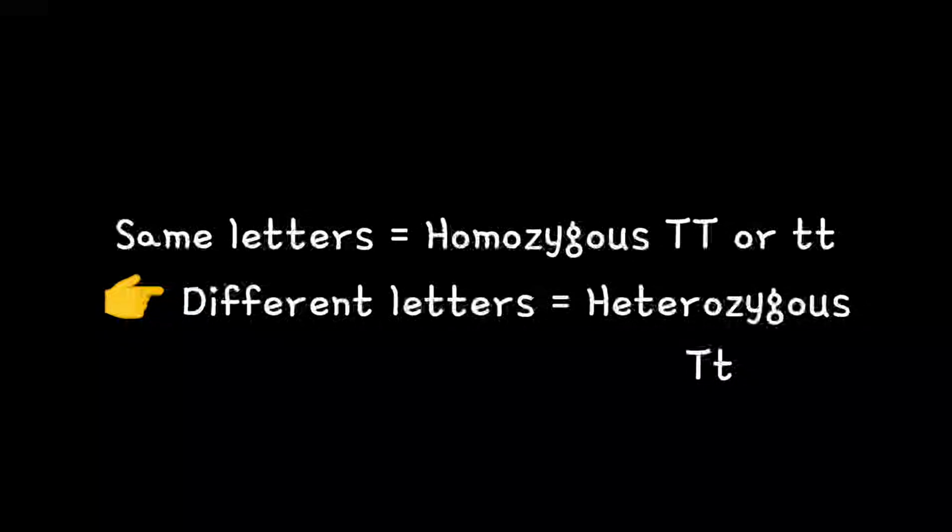If there are same letters, then it is homozygous. If there are different letters, then it is heterozygous. And capital T small t is heterozygous because it consists of two alleles, capital T and small t, both are present. If there is capital T, it is homozygous, the same type. If there is small t, it is homozygous, the same. If there is capital T small t, it is heterozygous, that is different.